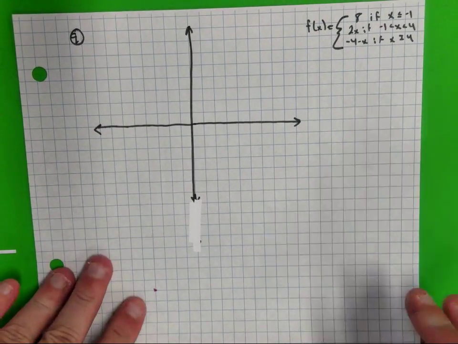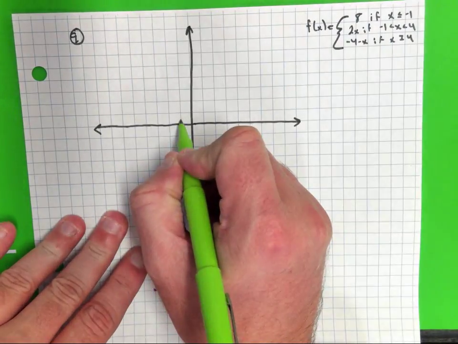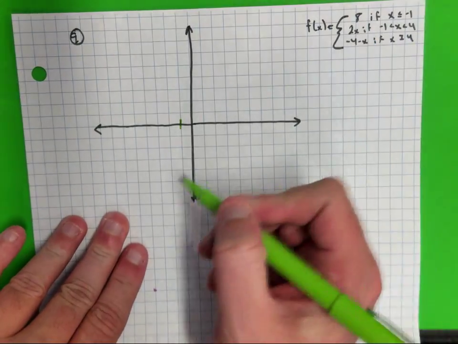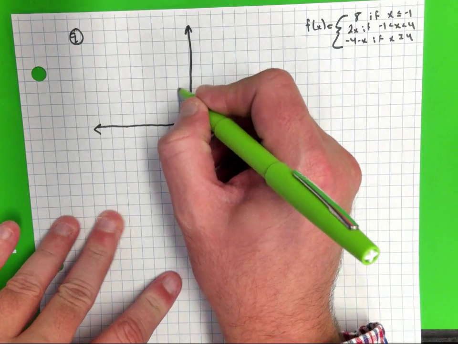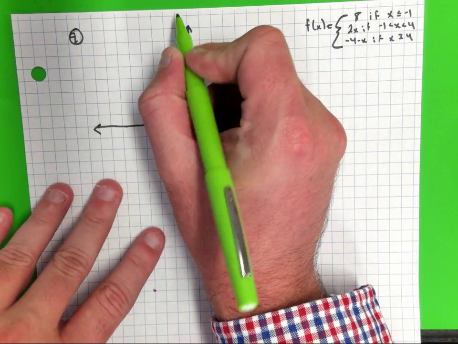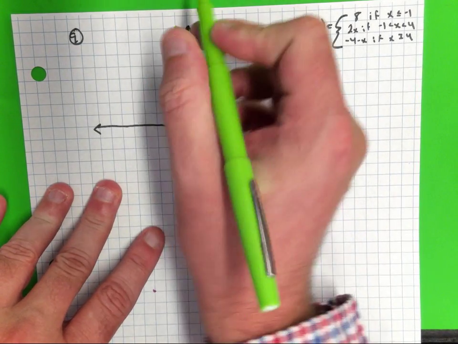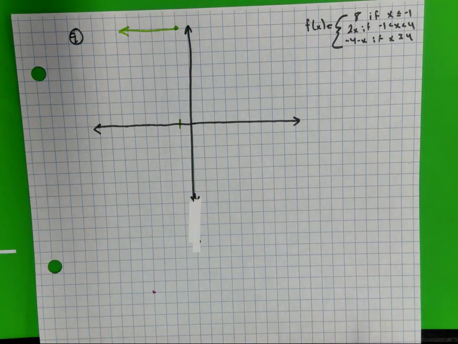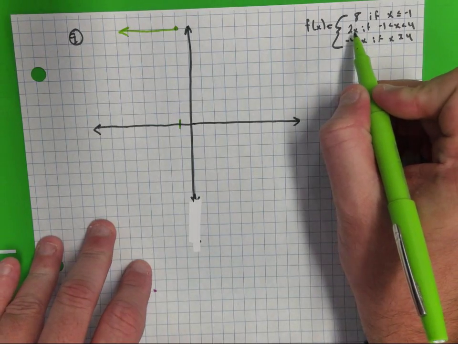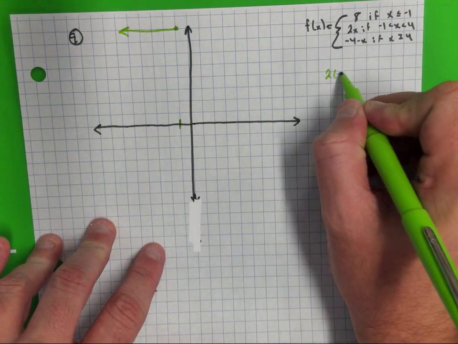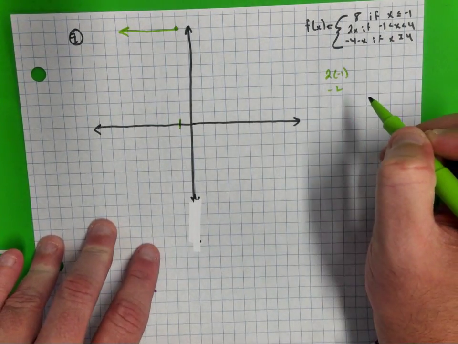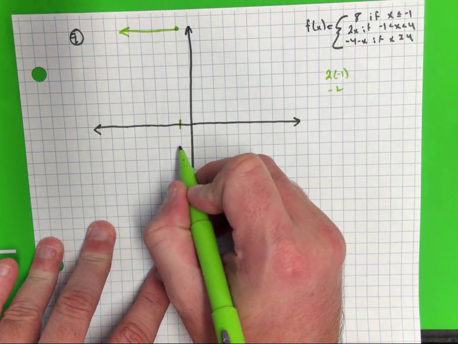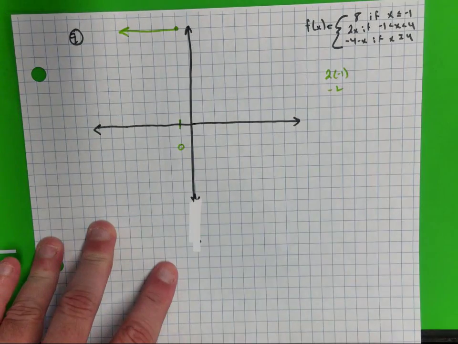What's our first restriction point? Negative 1. I cannot plug negative 1 in. It would be negative 1, 1, 2, 3, 4, 5, 6, 7, 8. Closed dot, going to the left. Now I'm going to plug negative 1 in for 2x. 2 times negative 1 gives me negative 2. So I'm going to have negative 1, negative 2. That will be an open dot.